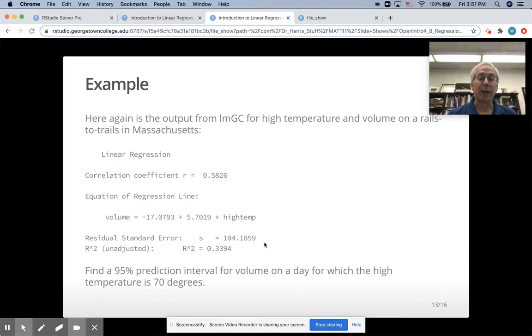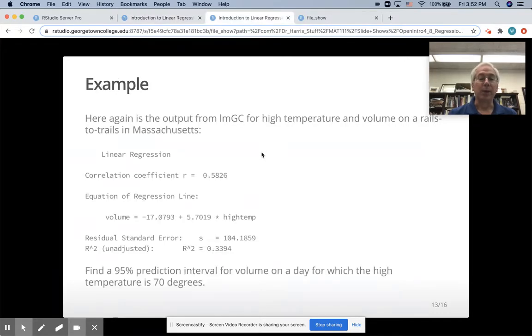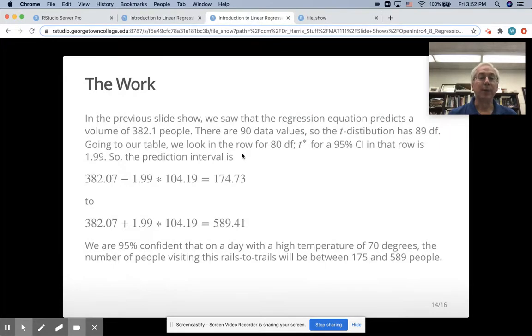We're going to use the standard error for that. So the important thing here is to use the standard error of 104.19, rounded to 2 decimal places. So just a reminder, in the previous slideshow, when the temperature was 70 degrees, we predicted that there would be about 382 people. That would be the predicted volume for traffic on average. And so we're going to use that figure to get our prediction interval. So that's where this 382 came from, the previous slideshow.